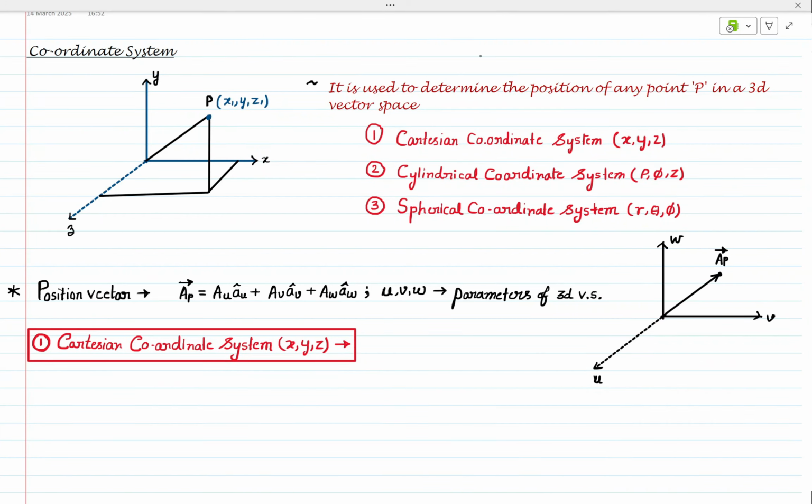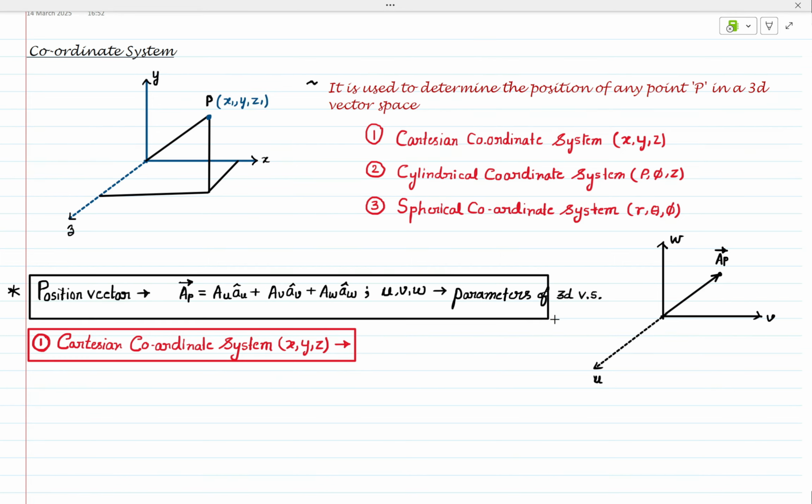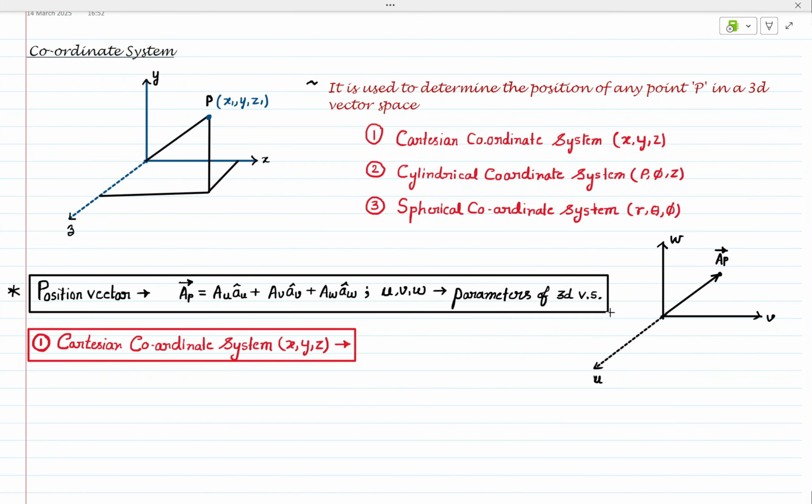This is the vector. It is a vector, it must have some magnitude and the direction, and this vector has the three components along the direction of u, v, and w respectively. Okay, so that's what I have written over here. There is a positional vector.